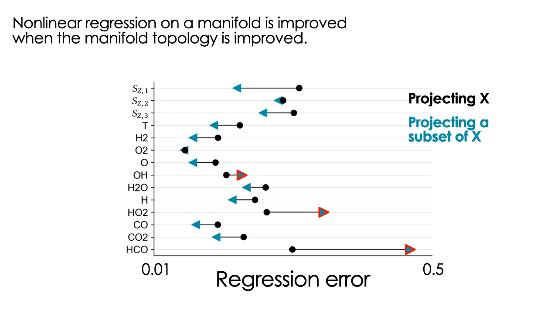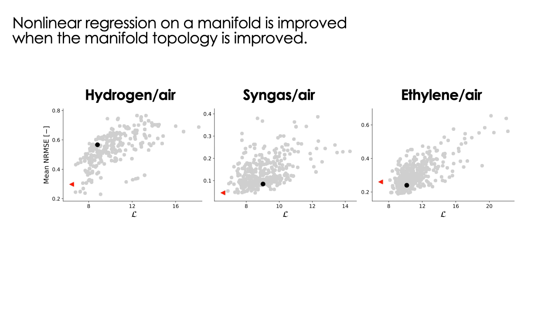So more generally, we have observed across a couple of fuels that we tested that there is a correlation between what our cost function tells us and the regression performance. So on these three plots, you can see on the x-axis the cost, on the y-axis the errors from kernel regression, and the gray points are randomly generated subsets of the state vector. We generated sufficiently many subsets so that we can see some trends emerging on those scatter plots.